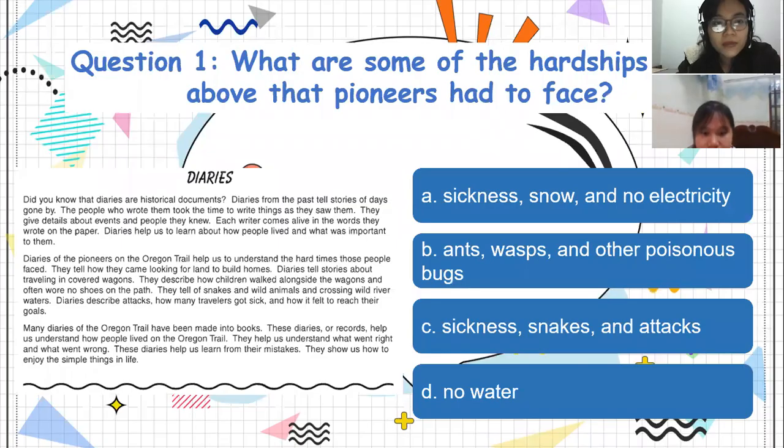Okay, so now we have some questions here. Number one, what are some hardships listed above that pioneers had to face?